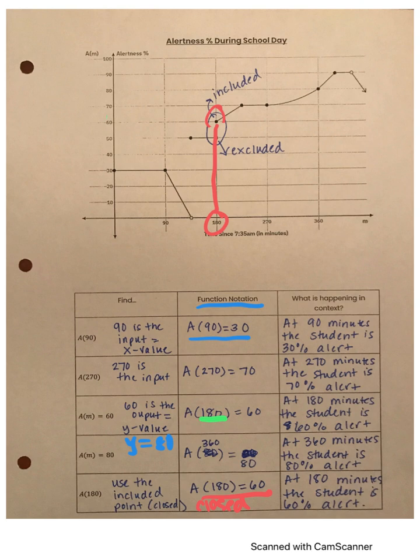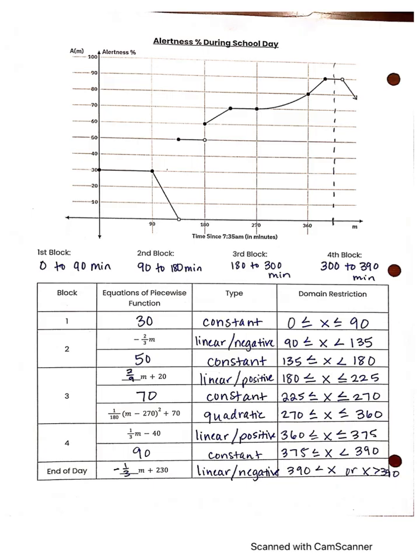Make sure you use the closed value. So at 180 minutes, the student is 60% alert. We actually said that earlier in the problem when we found A of m is equal to 60 on this page. And let's take a look at this graph a little closer.